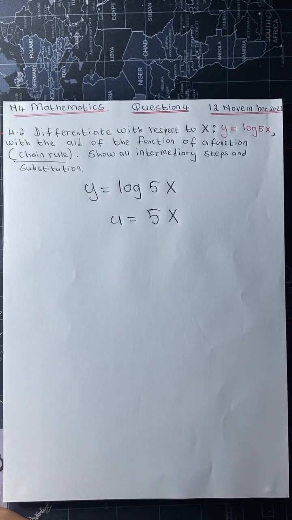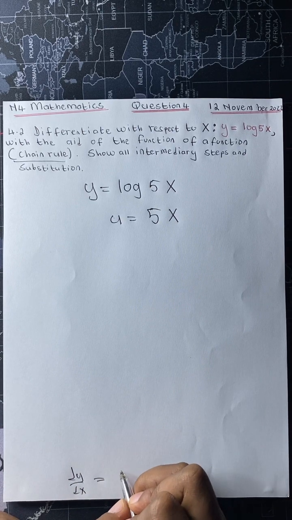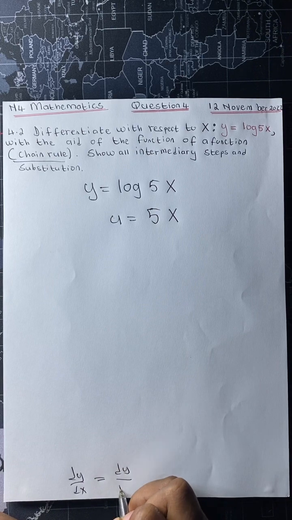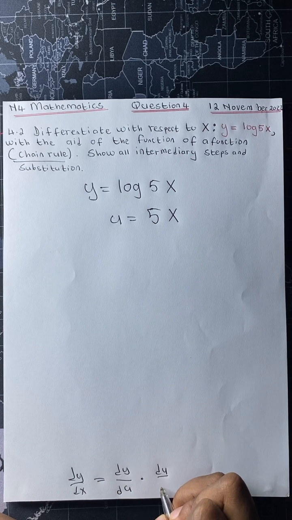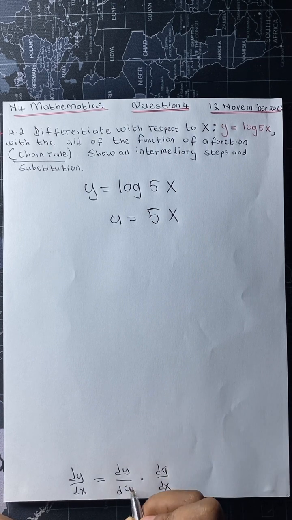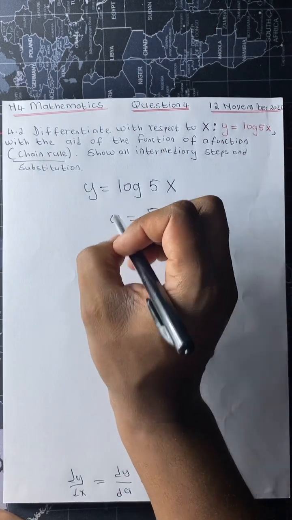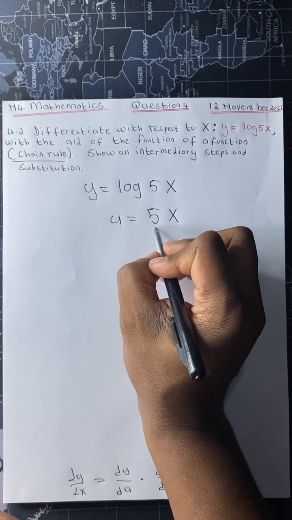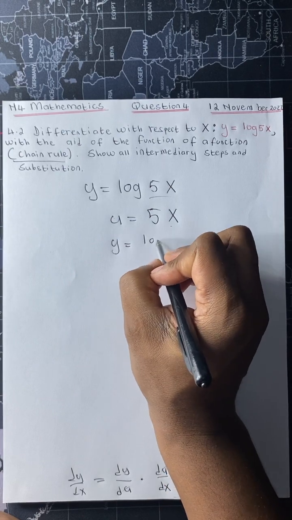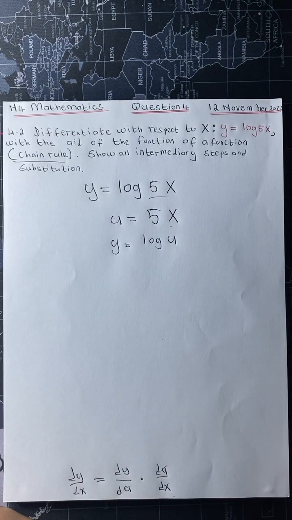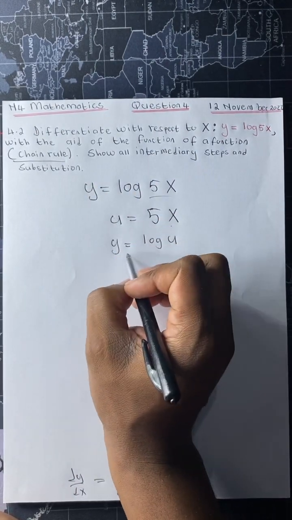5x. After here, to determine dy over dx, we have to multiply the derivative of y with respect to u with the derivative of u with respect to x. So that du will cancel out with that du, and this will be equal to dy over dx. But let's do it. Where there is 5x, we substitute u. So y is equal to log of u. We differentiate u first, so let's start with the u.